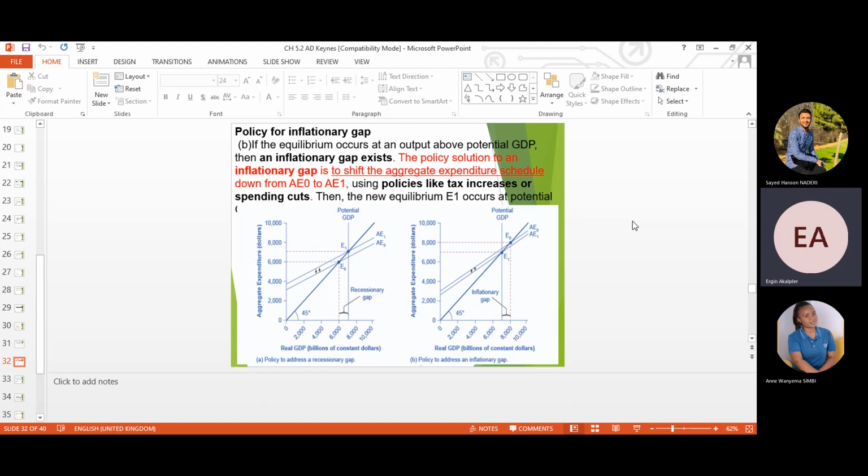Using policies like tax increases or spending cuts, the new equilibrium will be realized at point E1. As you see, now you are going to reduce it, either by increasing taxes or cutting spending. This is how it is realized for managing and balancing the economy. This was the given policy implication and impact to the government after all these estimations.